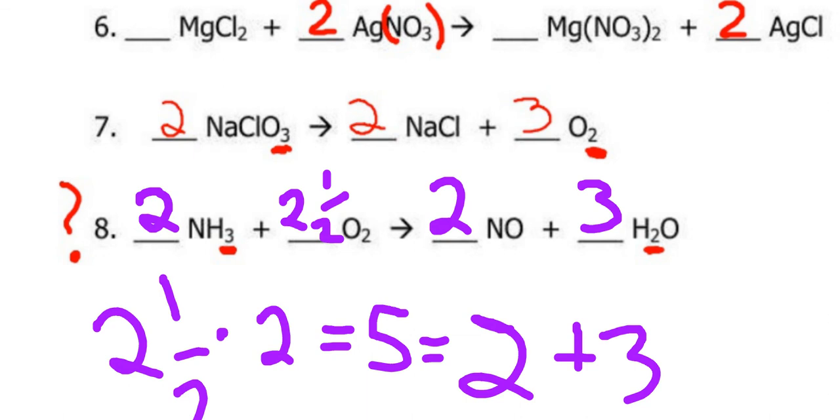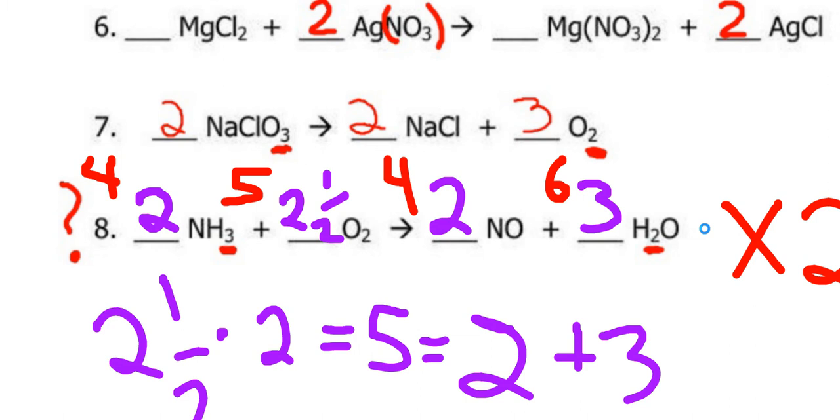So, we need to take a moment and we need to fix that one value so that it's a whole number. And when we do that, we're going to have to fix them all. So in order to fix the 2.5, I had to multiply every value, every coefficient, all of those numbers in front, by 2. I doubled them all up. 2 became 4, 2.5 became 5, 2 became 4, and lastly 3 became 6. Now the reaction's balanced, and we're using whole numbers.